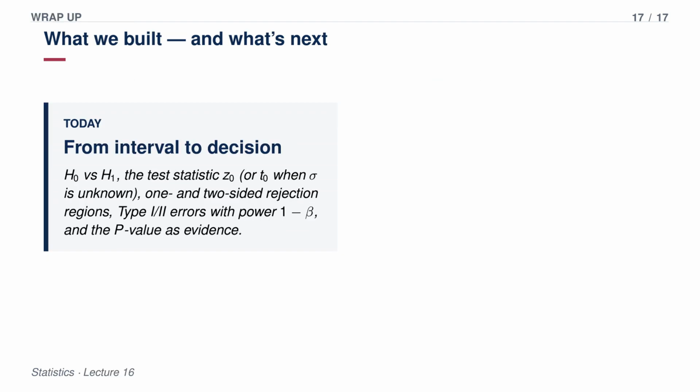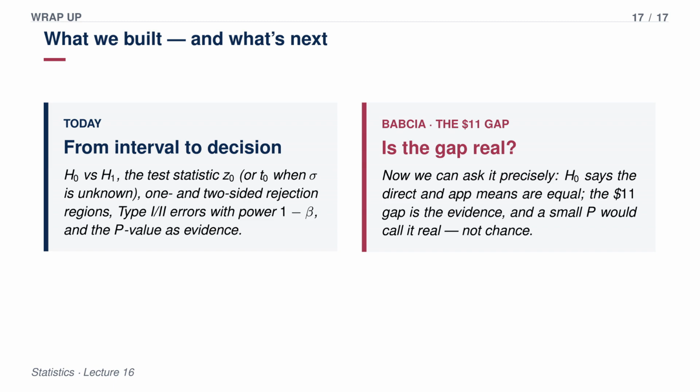So step back at what we built. H-naught versus H1. The test statistic, z-naught or t-naught when sigma is unknown. 1 and 2-sided rejection regions. Type 1 and type 2 errors with power 1 minus beta. And the p-value, read as evidence, not a verdict.